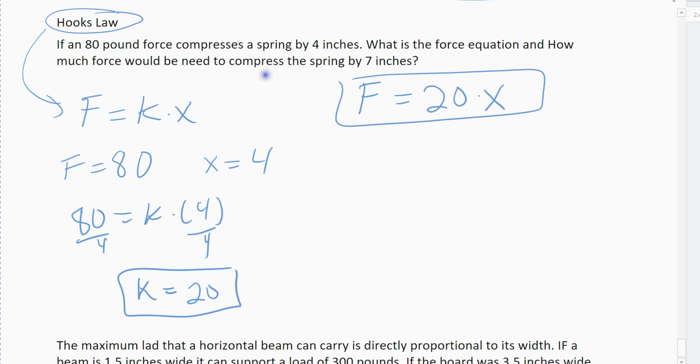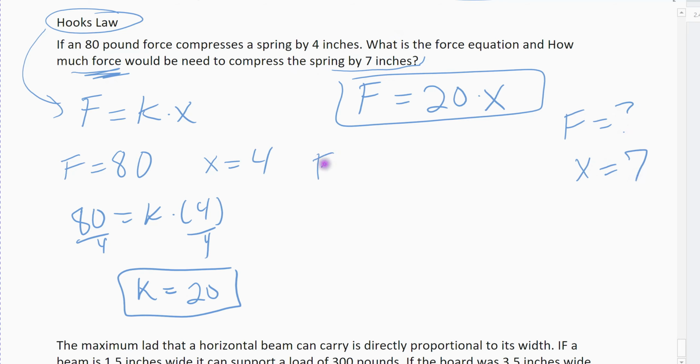Alright, and so there's what I need. I needed to do all this in order to answer the question. So there's the equation that I'm now going to use to answer the question. How much force will I need to compress the spring now by 7 inches? So I'm looking for the force when x is 7 inches.